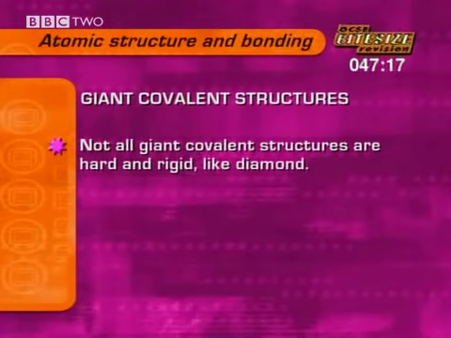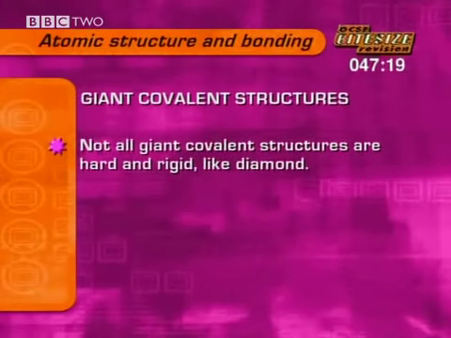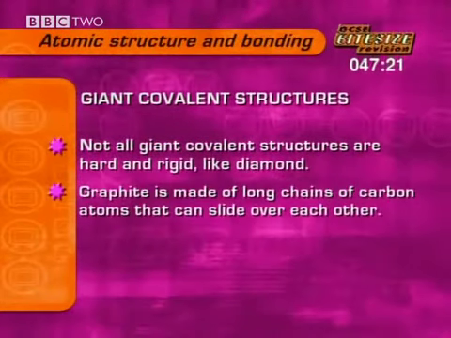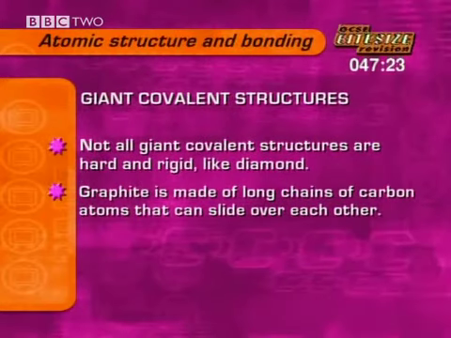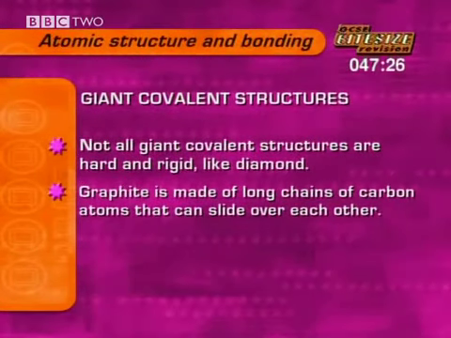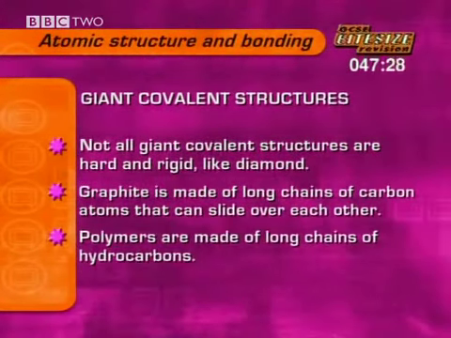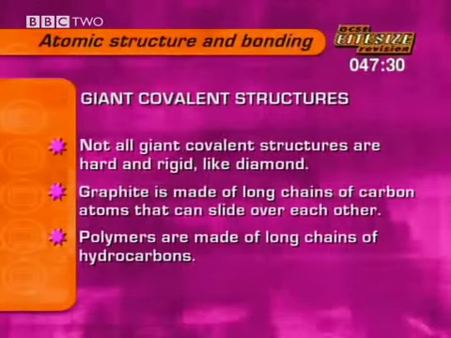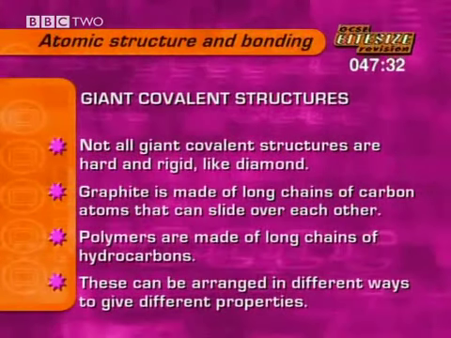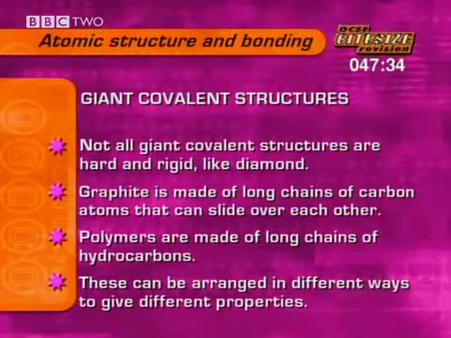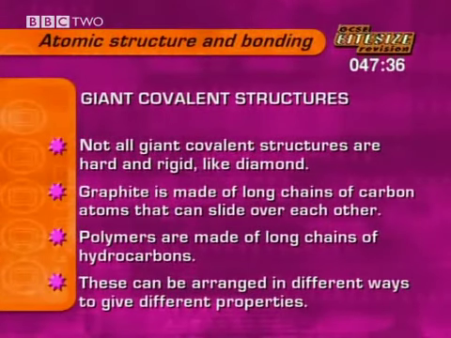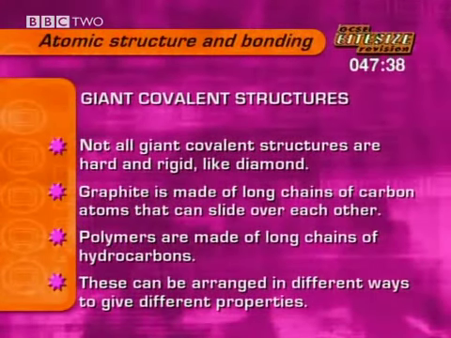Not all giant covalent structures are hard and rigid like diamond. Graphite is made of long chains of carbon atoms, arranged in layers that can slide over each other. Polymers are long chains of hydrocarbons, which can be arranged in different ways to give different properties. There's more about polymers in the section on changing materials.